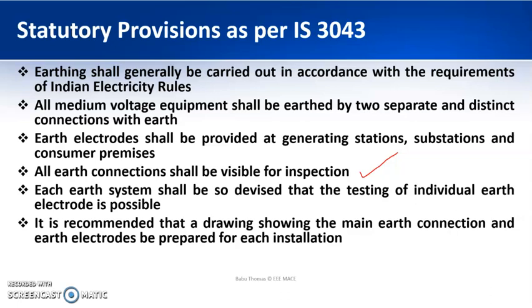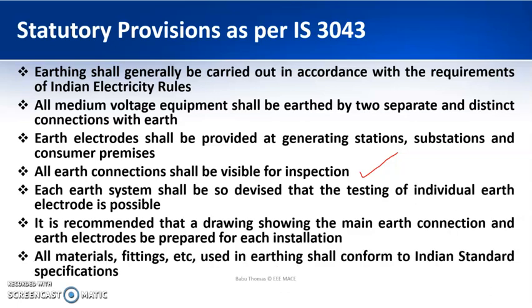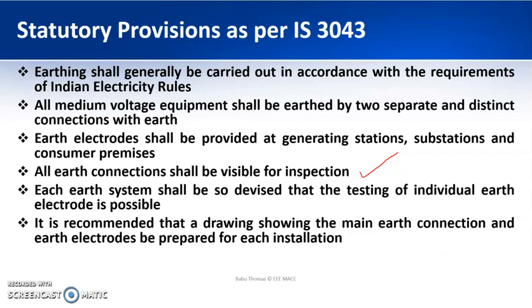The same way when you are building a house, you should have a plan. In the same way, where the earth electrodes are being implemented has to be there in the drawing so that it is easy for inspection, and if any kind of problem occurs, it will be easy for the person who is looking into it. And all the materials, fittings, etc. used in earthing shall conform to the Indian standard specification.